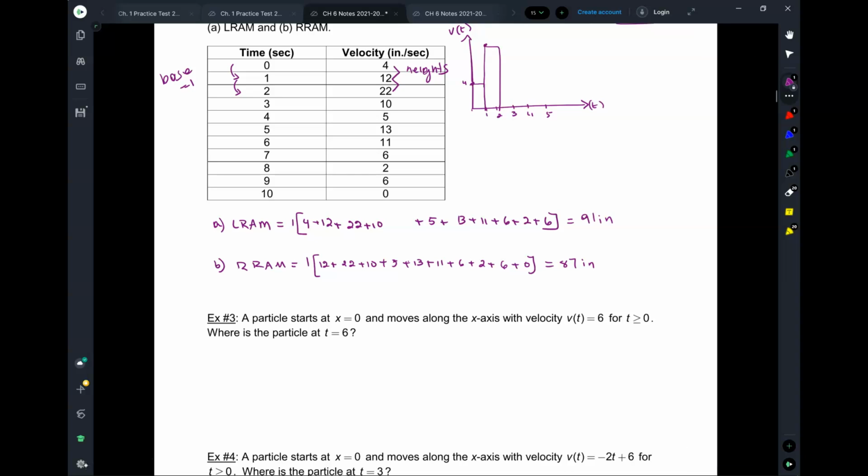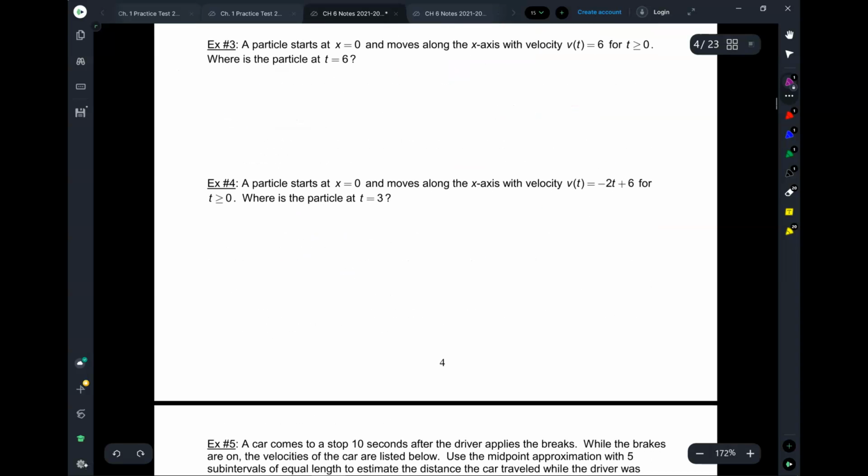So you see how for the Lram, you start with the leftmost point, the first one, and you have to go until the second to the last. And then with Rram, you start with the second and you go all the way over. Okay? All right. So let's do example 3.